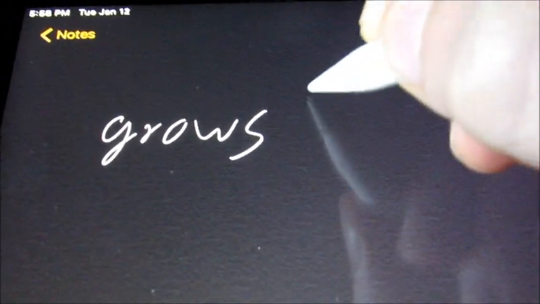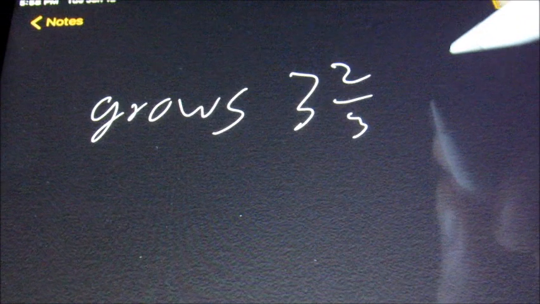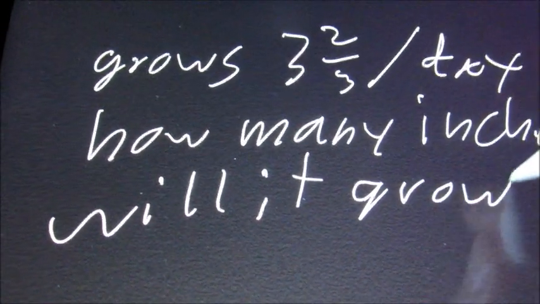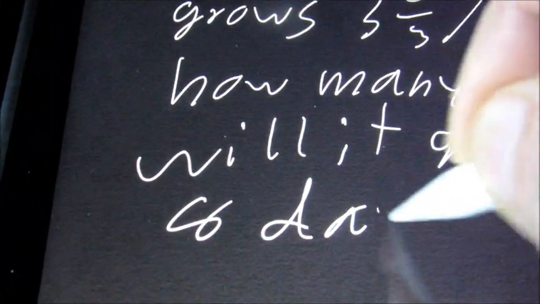And next is that something grows, say some kind of a plant, 3 2/3 inches per day. And how many inches will it grow in 8 days? So we're going to say every day is 3 2/3, and we're going to multiply that by 8 days.